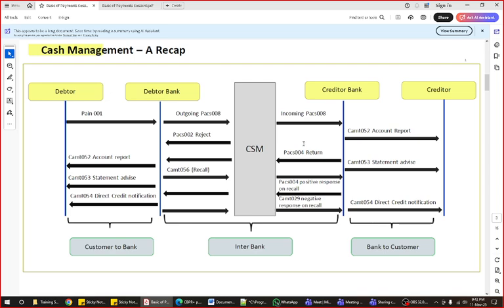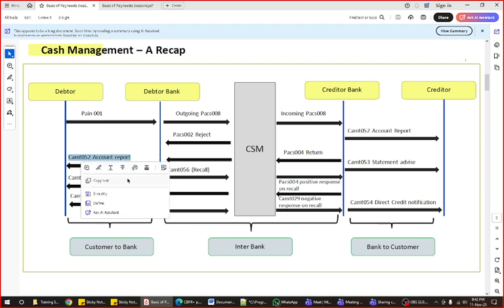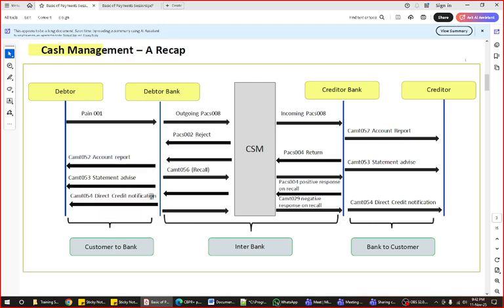So there is a positive scenario where the creditor bank and creditor accept the payment to return back, and it will do the reverse flow. From PACS 004 it will come to the debtor bank, and the debtor bank will again generate CAMT 52, 53 and 54 depending on which statement the debtor requires, because now the debtor becomes creditor and the creditor becomes debtor. Vice versa, because we are initiating the payment back.